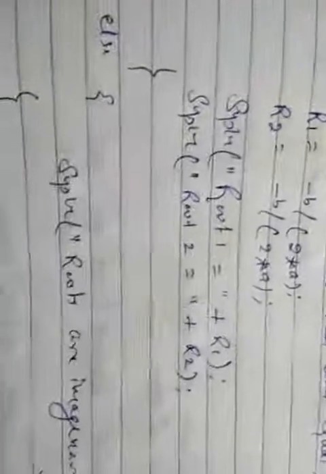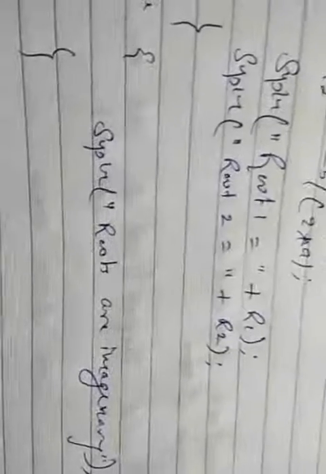And in case of the last, we just print a message: roots are imaginary, because the square root is not possible of a negative value. And here this is question number 16.